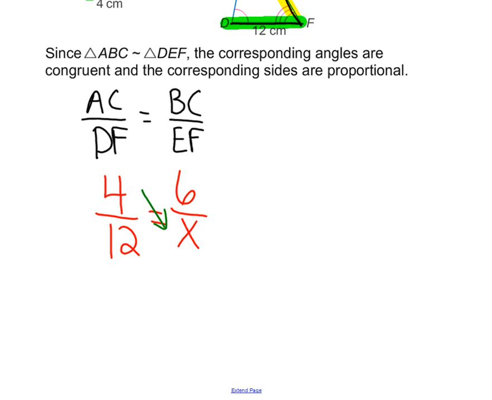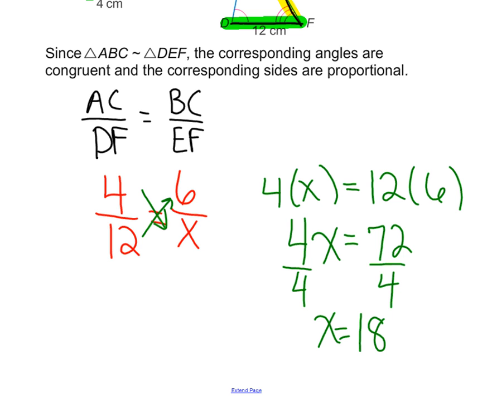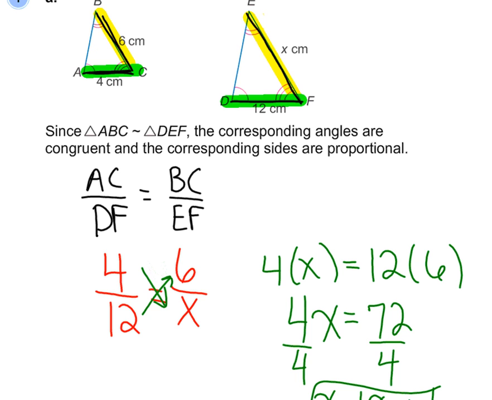Now that we have a proportion, we know how to solve this. So we have 4 times X, and we have 12 times 6. All right, so then 4 times X equals 4X. Then 12 times 6 equals 72. So by dividing by 4 on both sides of the equation, we're going to get that X equals 18, and our units are in centimeters. So all we basically did was we set up a proportion of the corresponding sides, substituted values right over here, and over here we solved the proportion.